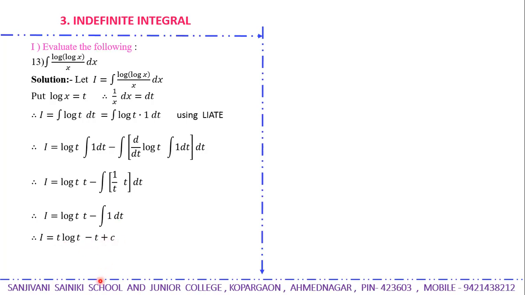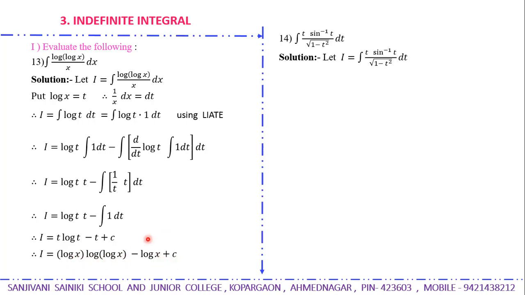But what is t? t is nothing but our log x. So log x into log of log x minus log x plus c. Or you may take this log x common. So in bracket, log x (log of log x minus 1) plus c.